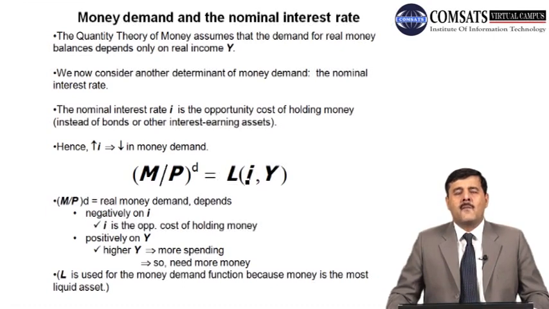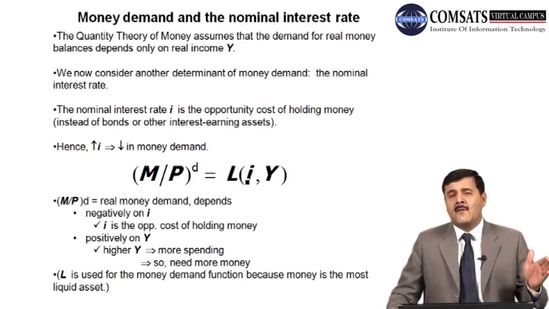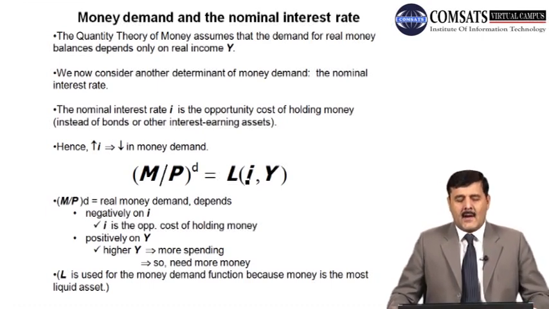We said that M over P is equal to kY. k is the portion of money which they hold with themselves for the demand, as a demand for money, right? So we said that in the quantity theory, demand for real balances or demand for money only depends on the real income in the economy.